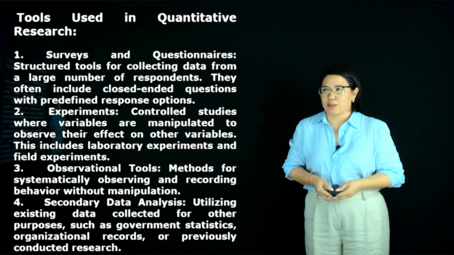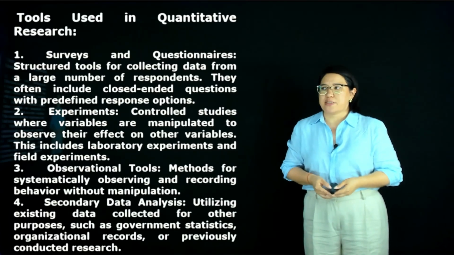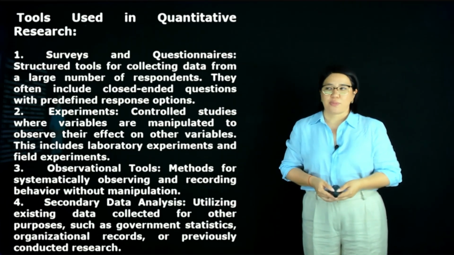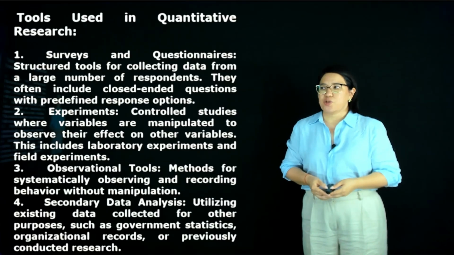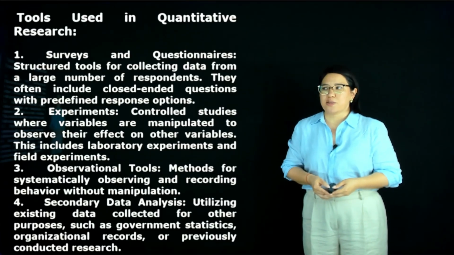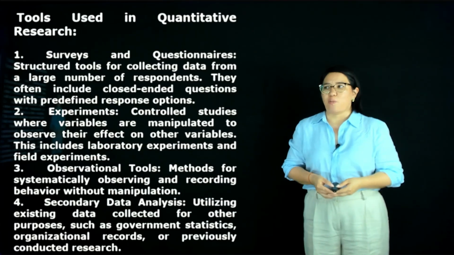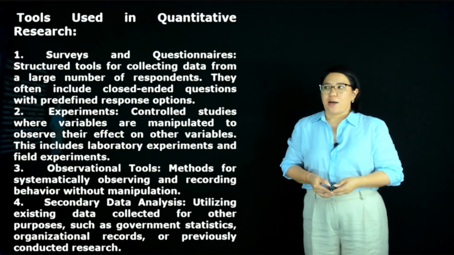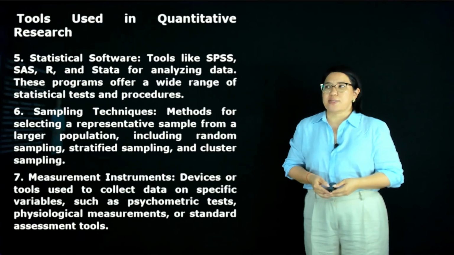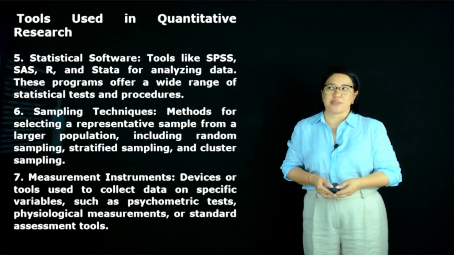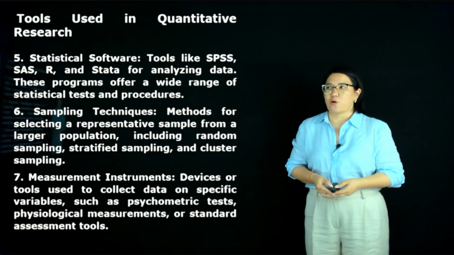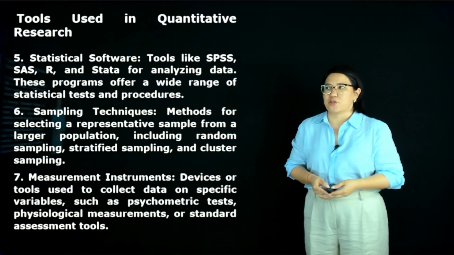Observation tools are a method for systematically observing and recording behavior without manipulation. Secondary data analysis utilizes existing data collected for other purposes, such as government statistics, organization records, or previously conducted research. And here we can see statistical software tools like SPSS, SAS, R, and Stata for analyzing data. These programs offer a wide range of statistical tests and procedures.